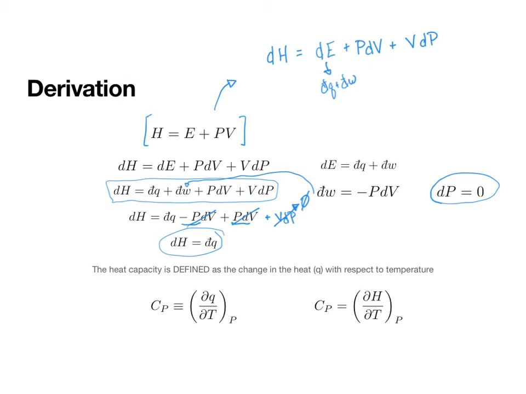Well, if the heat capacity is defined as the change of Q with respect to temperature, then that means all I have to do is take the derivative of both sides with respect to temperature. And I get that Cp is the partial derivative of H with respect to T at constant pressure.